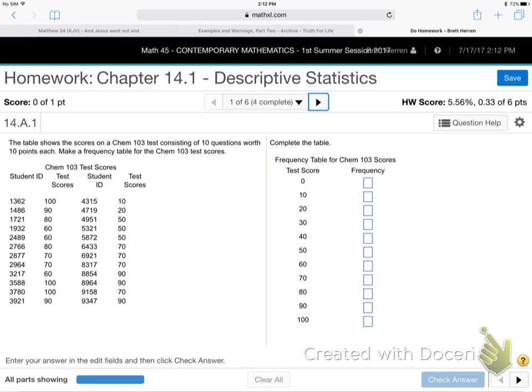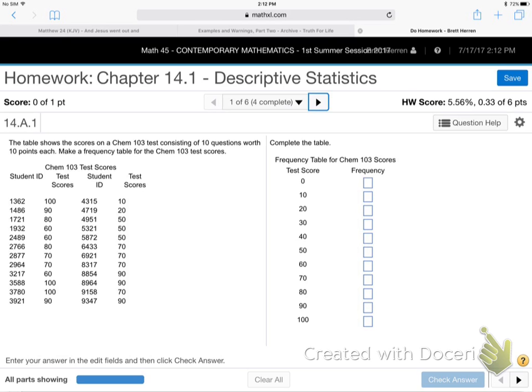All right, chapter 14. These are some scores on a Chem 103 test. How did people do? Chapter 13 was all about how you wisely gather information: what are smart ways and not as smart ways to collect information. Now it's about how you display information, how you communicate a whole bunch of data all at once.